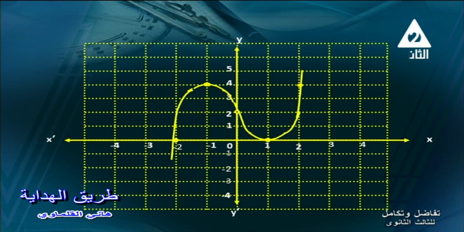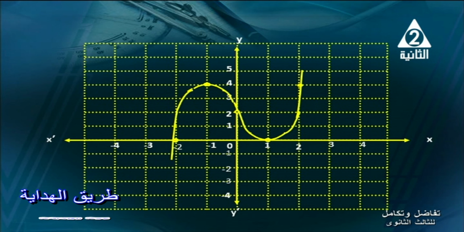The function is increasing in the open interval (negative infinity, -1). The curve of the function is decreasing from -1 to 1 and increasing in the open interval (1, infinity). The point (-1, 4) is a local maximum point and a critical point. The point (1, 0) is a local minimum point and a critical point.